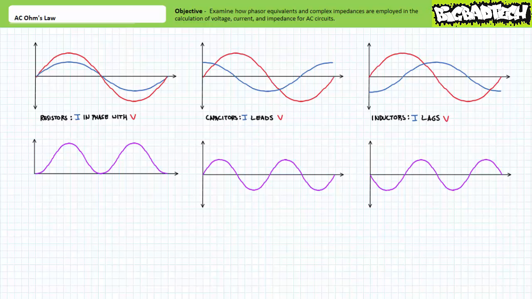Like I said, we'll examine AC power in greater detail in much later lectures, but I just wanted to briefly expose you to this topic as soon as possible.